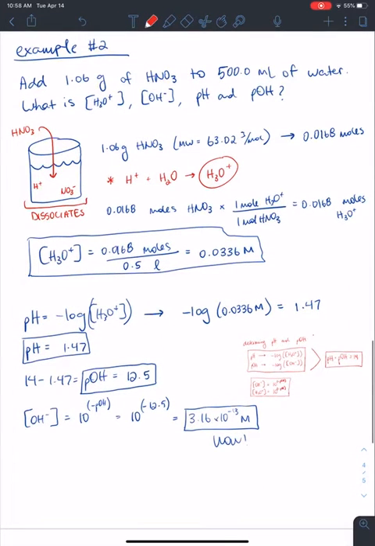So as a final example, let's assume that we add 1.06 grams of nitric acid to 500 milliliters of water. Calculate the concentration of hydronium ions, the concentration of hydroxide anions, the pH, and the pOH. So we know that nitric acid is one of the strong acids, so when we put it in water, it's going to dissociate 100%, which means that it breaks up into its constituent ions. And you'll see in nitric acid that we have H+, which we'll call a proton, and NO3, which will have a -1 charge, which we call the nitrate polyatomic anion.